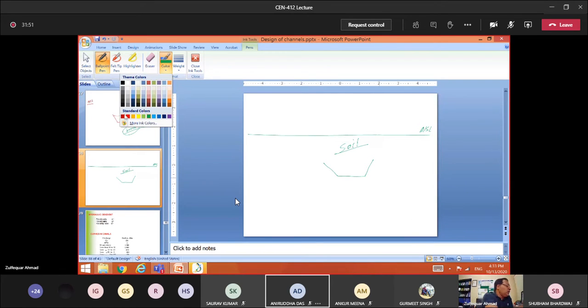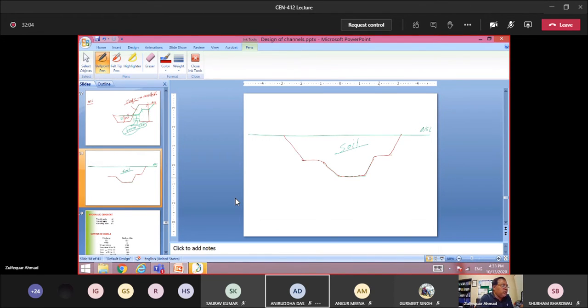Let me use another color for this canal. So you have this canal, and you have provided a berm here, and then you have joined here. Of course, here you will provide some dowla. Dowla is required only along this service road. So if this one is the service road, you have to provide the dowla. If you don't have the service road on the other bank, dowla is not required.